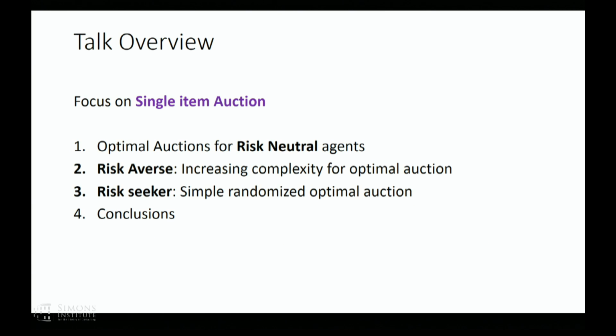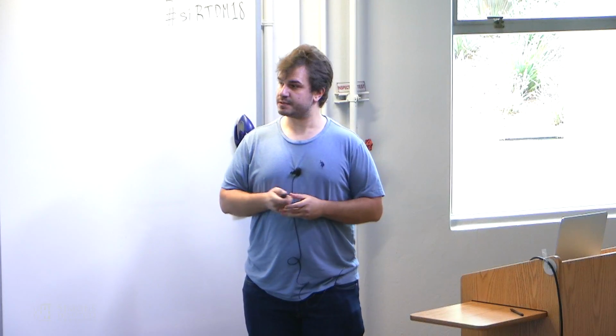So the talk overview: I will focus on a single item auction, because this is the one topic that has been studied and there is a lot of work behind this. And most results here usually carry over to different settings. I'm going to give some overview of what optimal auctions are for risk-neutral agents.